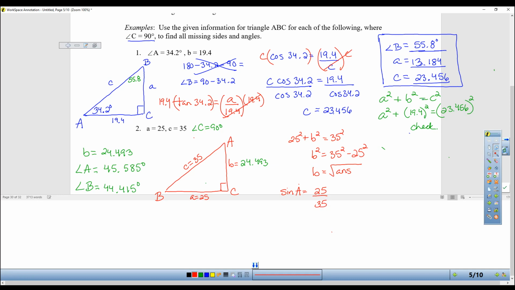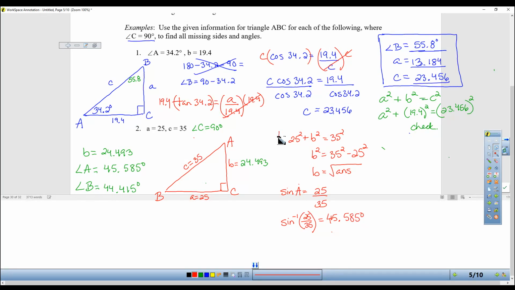And we just learned in the last section that we can use the inverse trig function on our calculator: inverse sine of 25 over 35. So in section 4.7, we mostly did ones that were on the chart. But of course, you can use your calculator to do all the ones that are not on your chart, like 25 over 35. An inverse sine of 25 over 35 will come out to be 45.585.